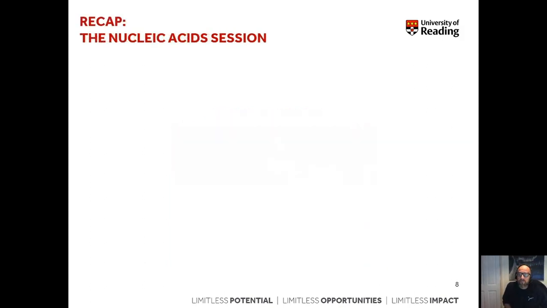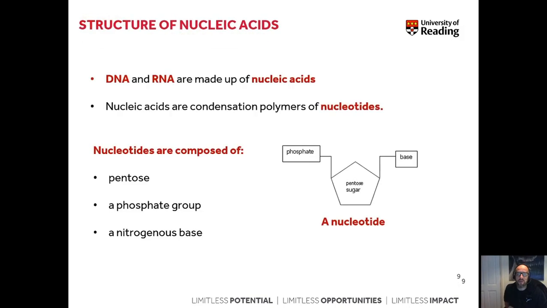Good. So what did we learn in the last week within the genetics lecture series? As you might remember, we had a closer look at nucleic acids, specifically at RNA and DNA. Both of the nucleic acids are made up of nucleotides, because they are condensation polymers of those.